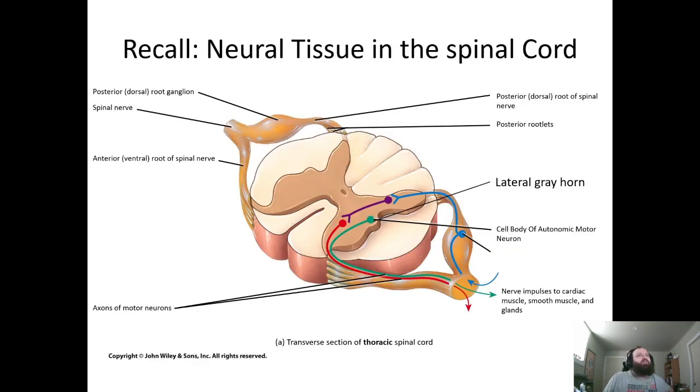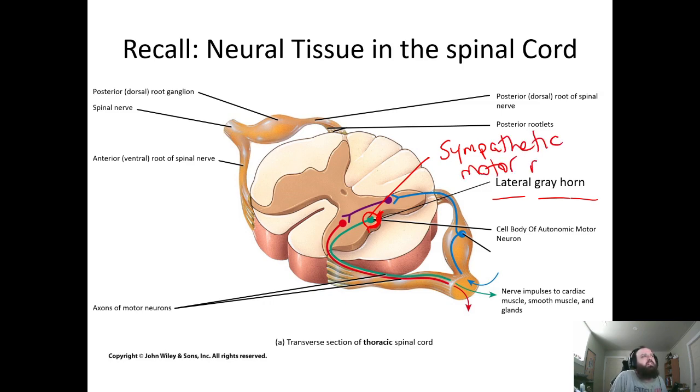This is just a review of what we covered last week in terms of the anatomy of the spinal cord. So I just want to highlight this one location right here. And I've mentioned this a few times, there's this little bulge in certain regions of the spinal cord called the lateral gray horn. This is the location of sympathetic neurons. This is a sympathetic motor neuron.